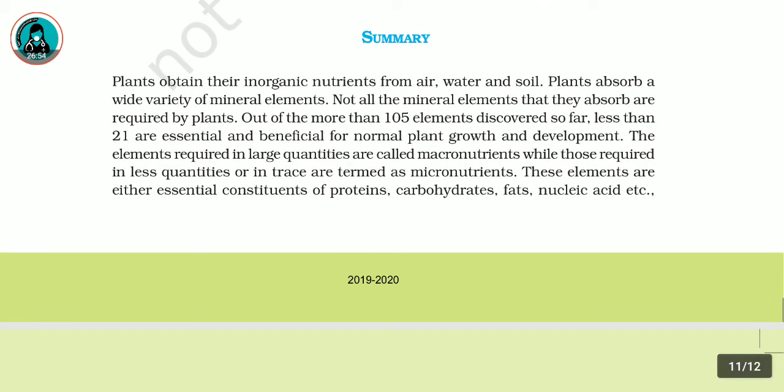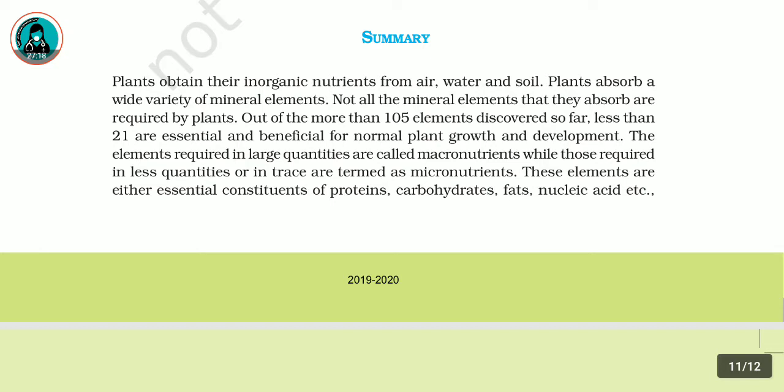Plants obtain their inorganic nutrients from air, water, and soil. Plants absorb a wide variety of mineral elements. Not all the mineral elements that they absorb are required by plants. Out of the more than 105 elements discovered so far, less than 21 are essential and beneficial for normal plant growth and development. The elements required in large quantities are called macronutrients, while those required in smaller quantities or in trace are termed micronutrients.